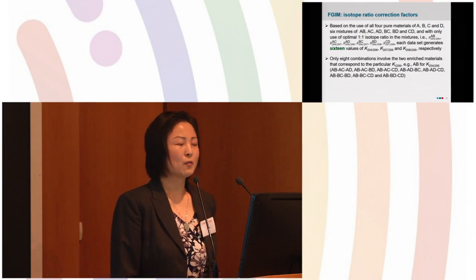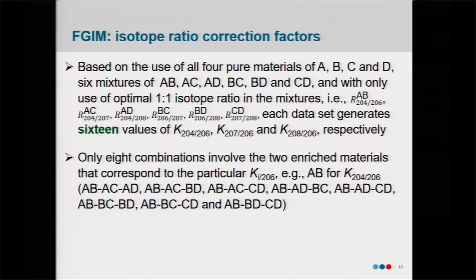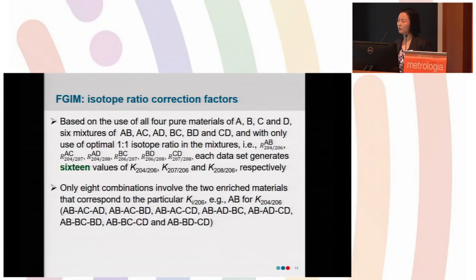So, as I mentioned, we need to derive isotopic ratio correction factors. Since we used all six mixtures, based on all four pure materials and all six mixtures, and also only using the optimum one-to-one isotopic ratio in the mixture, for example AB for 204, 206, each data set generates 16 values for the 3 Ks respectively. But when you look in a little bit more detail, only 8 combinations involve the 2 enriched materials that correspond to the particular K. For example, AB for K 204, 206, and in the bracketing it shows 8 mixtures all involving AB in all the combinations, so only 8.